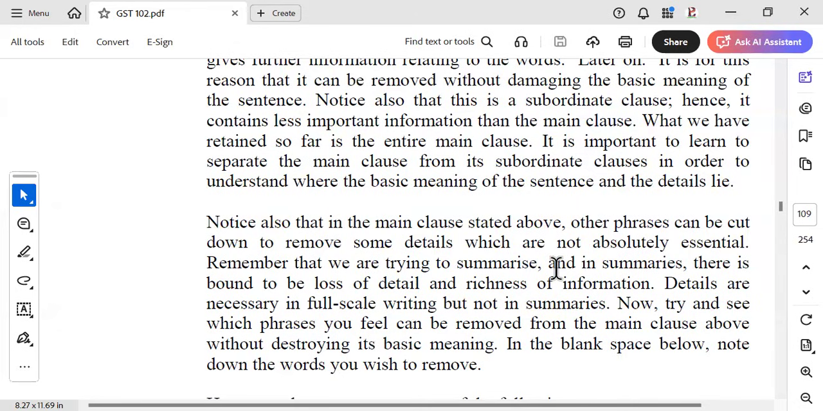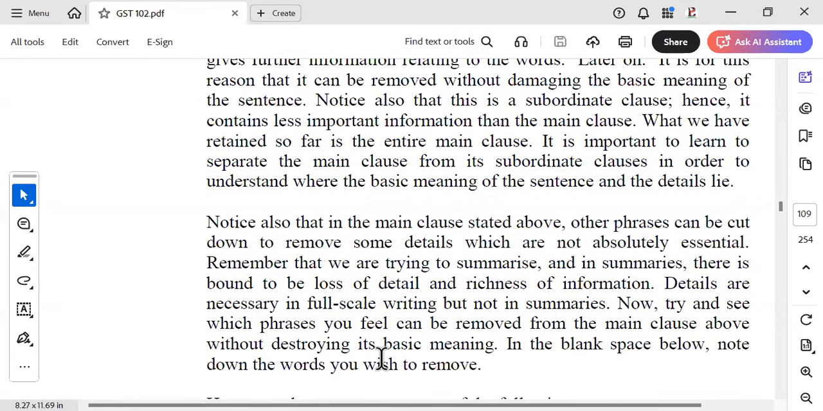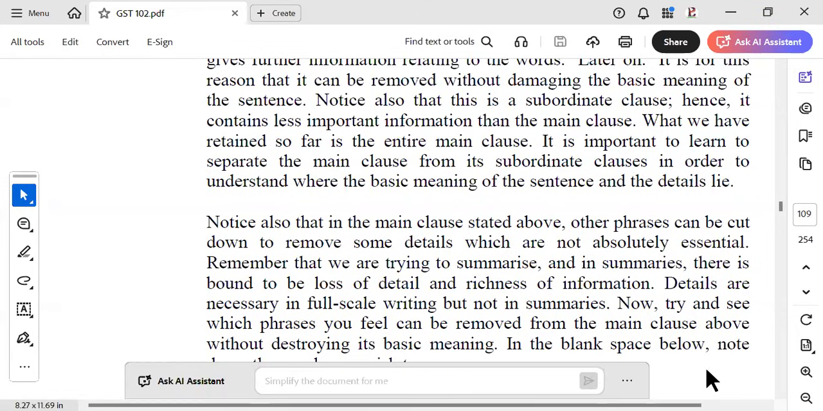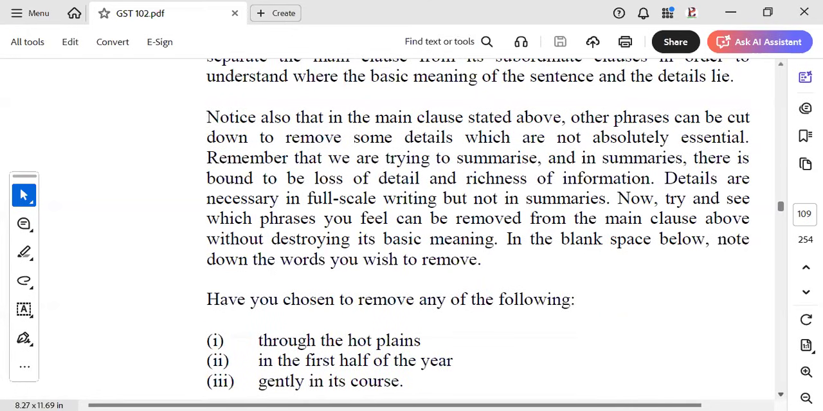Now, remember that we are trying to summarize, and in summaries, there is bound to be loss of detail and richness of information. Details are necessary in full-scale writing, but not in summaries. Now, try and see which phrase you feel can be removed from the main clause above without destroying its basic meaning. In the blank spaces below, note down the words you wish to remove.